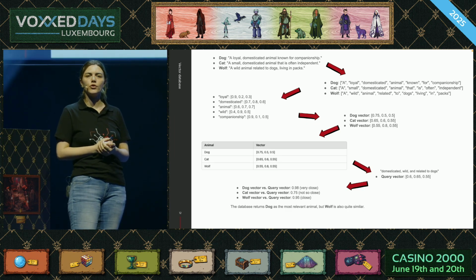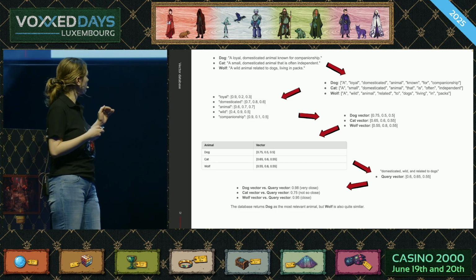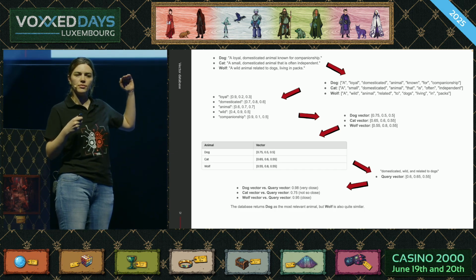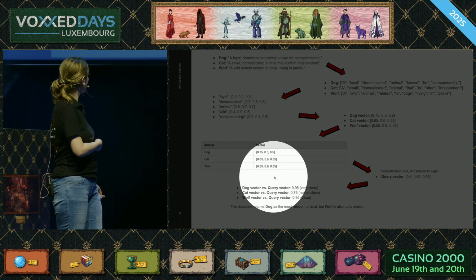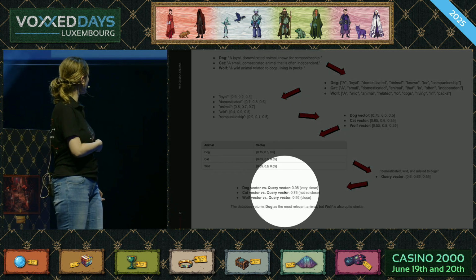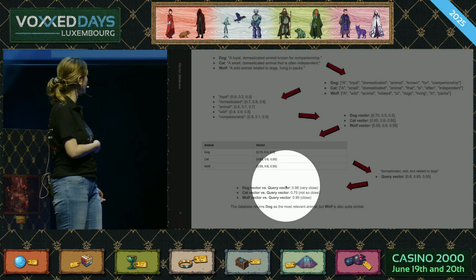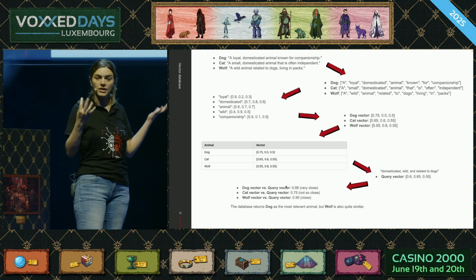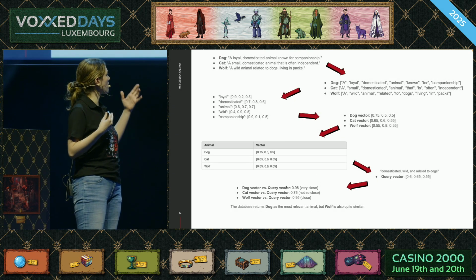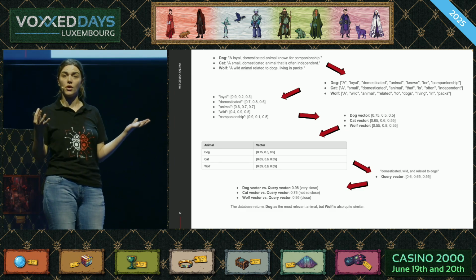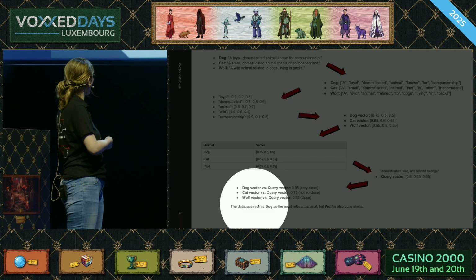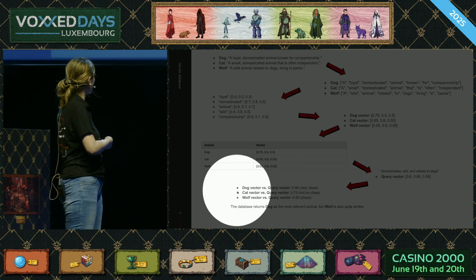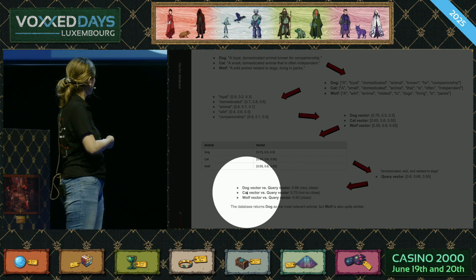So the closest answer to this, the top one, the most similar result, would be dog. So dog versus query vector: 0.98. As you can imagine, it's because in our query, there is the word dog. Then the second most similar is wolf. And the third most similar is cat.